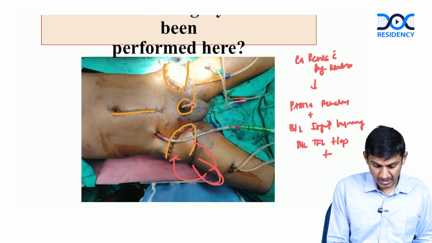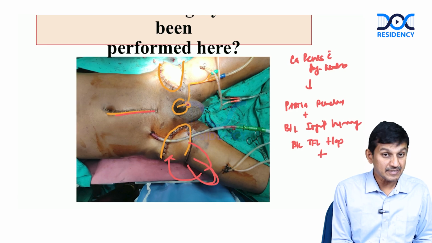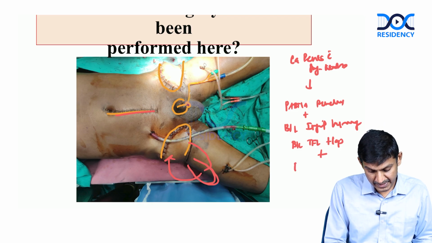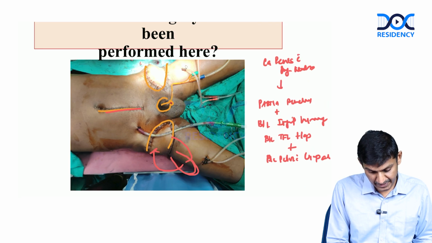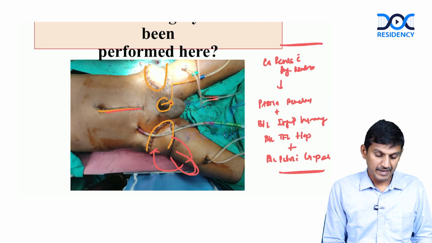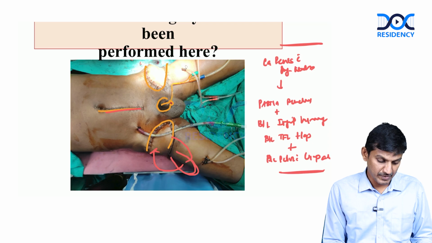So along with that, what is another surgery you combine with this? You also go for a bilateral pelvic lymphadenectomy. Okay, this is a surgery usually done in advanced CA penis.